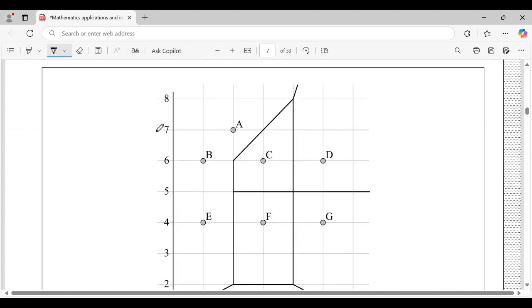So the following diagram actually separates all coordinate points with the same distance. For example, the distance from this line to A is equal to the distance from this line to B, and as well here. The distance from this point to B is equal to the distance from this point to E.